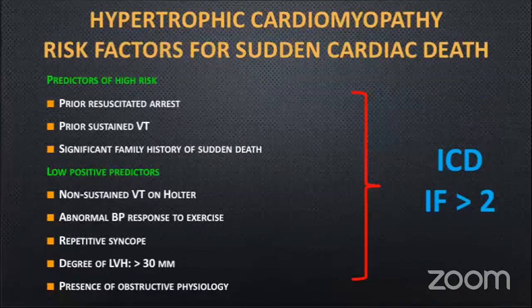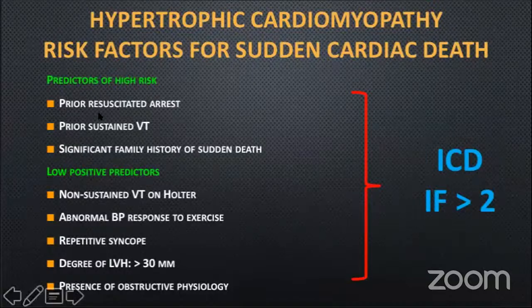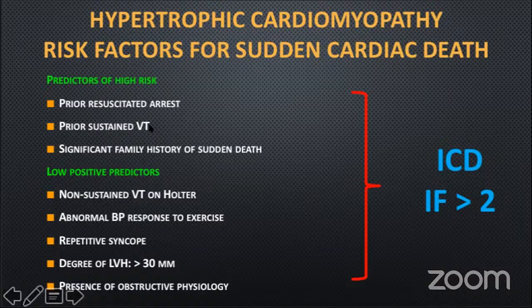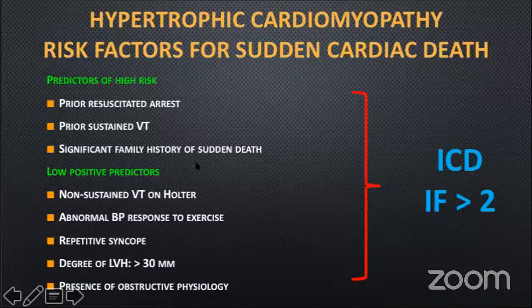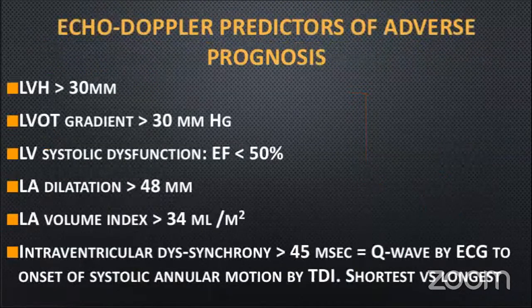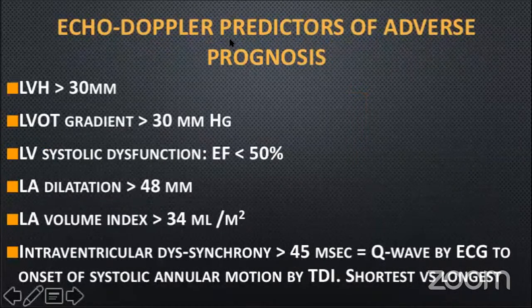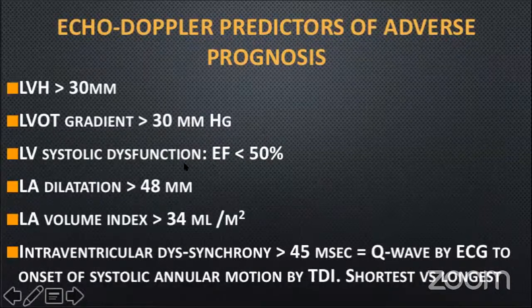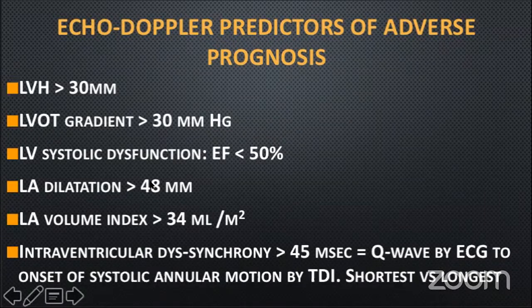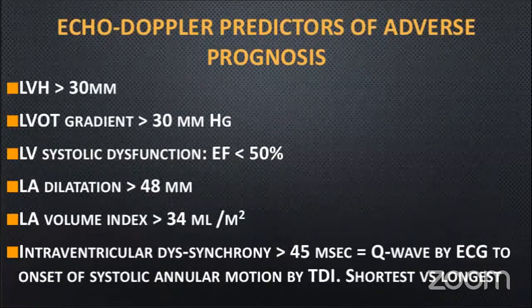So there are risk factors for sudden death in cardiomyopathy. I think it's very important to remember that if somebody has been resuscitated or has VT or has significant family history of sudden death, this is a person who should not do well. And by echo, there are also features. If it is significant hypertrophy, more than 3 centimeters, normal is 1.1, LVOT gradient which is very high, systolic dysfunction, markedly dilated left atrium, all of this will tell me that my hypertrophic cardiomyopathy is more severe.